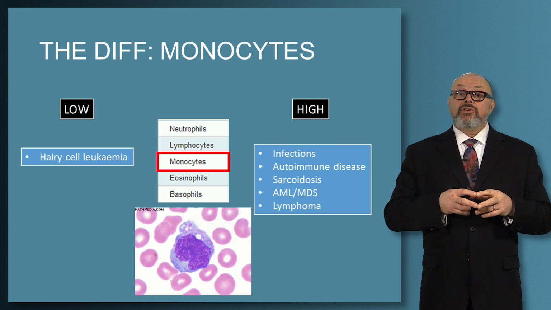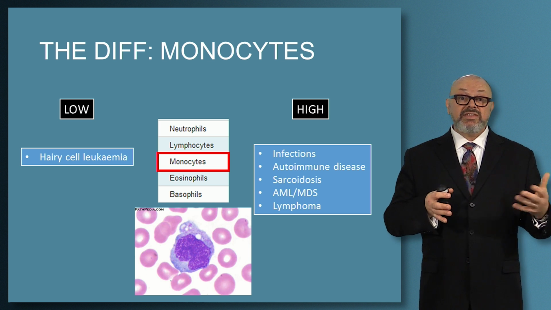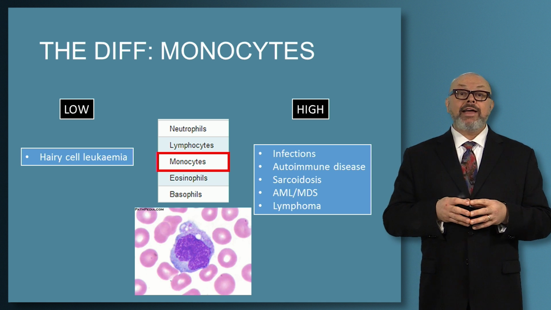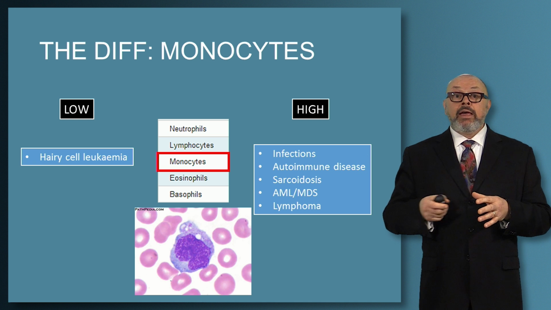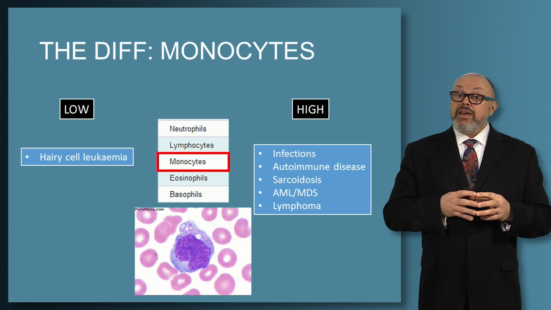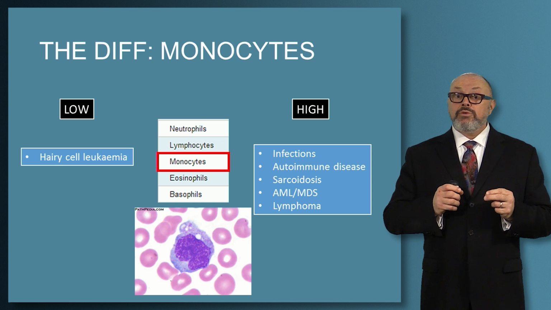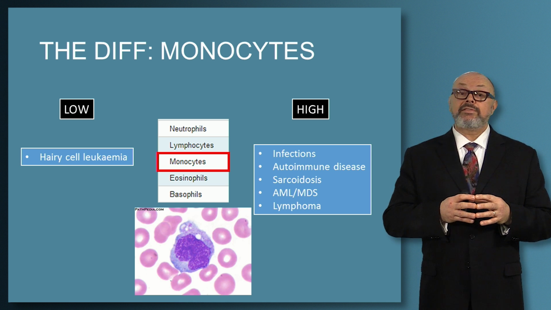The monocyte count also can be elevated in response to infections, autoimmune disease, strange diseases like sarcoidosis, and also with a variety of hematologic malignancies. That's called monocytosis. A low monocyte count is pretty unusual. Monocytopenia can be a secret clue that a patient has hairy cell leukemia, and yes, that's really a thing.